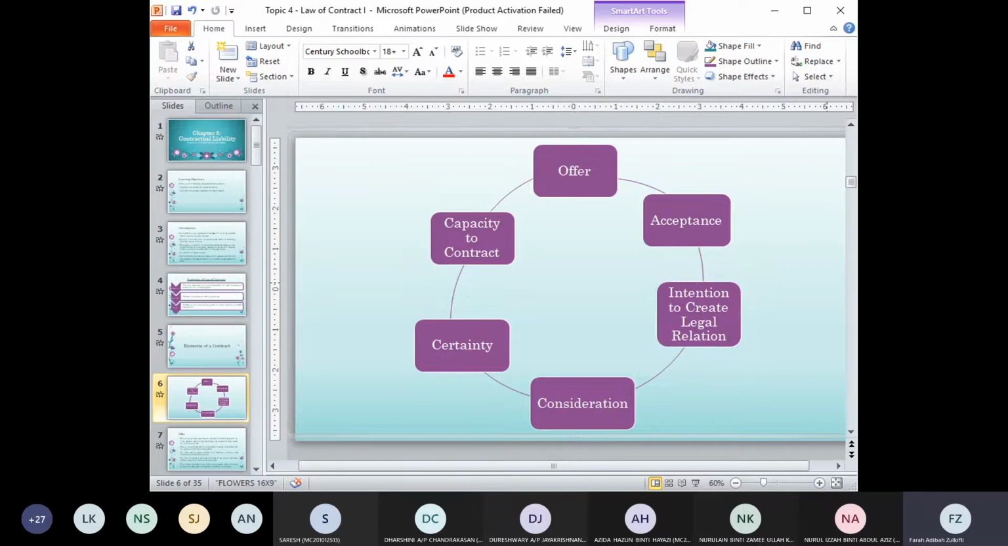Okay, but if there is no intention to create legal relations, we call it a social contract. A social contract cannot be enforceable in court. So for example, when your mother promises you that if you clean your room, she will pay you 20 ringgit. Your room is so messy, so dirty, your mom has to bribe you. Your mom says that if you clean your room, I will give you 20 ringgit.